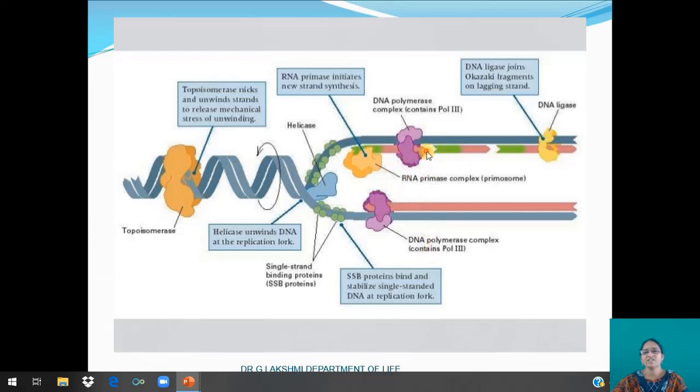So here, one is continuous strand synthesis, and another one is discontinuous strand synthesis. Why? Because the template available for the synthesis is in opposite polarity. So to synthesize the new DNA strand here, short segments of primers are required, and discontinuous DNA synthesis is elongated.